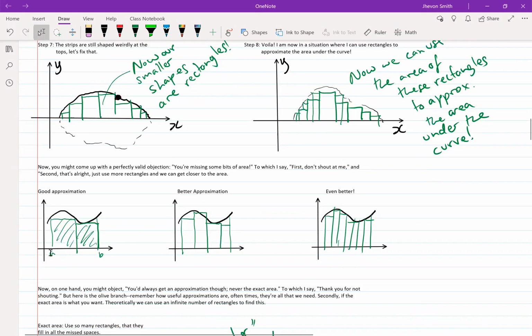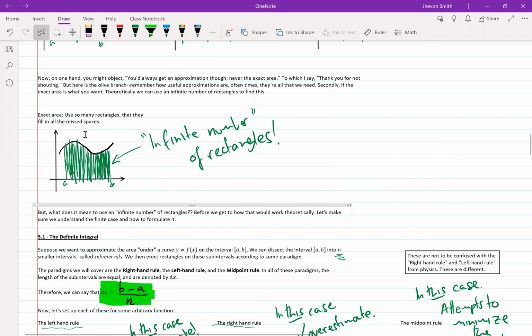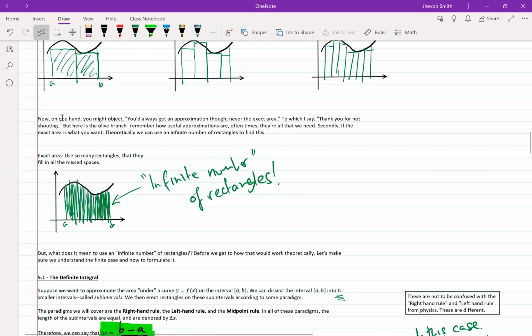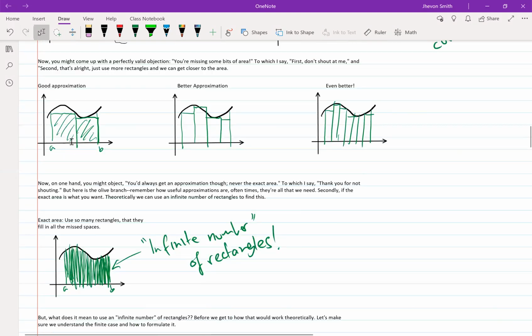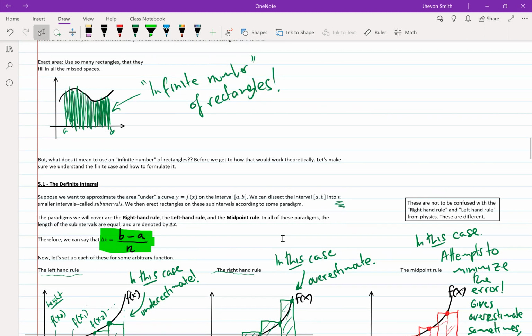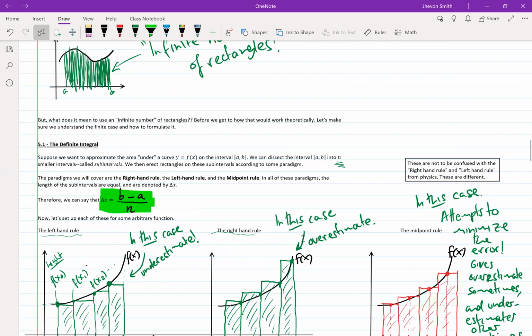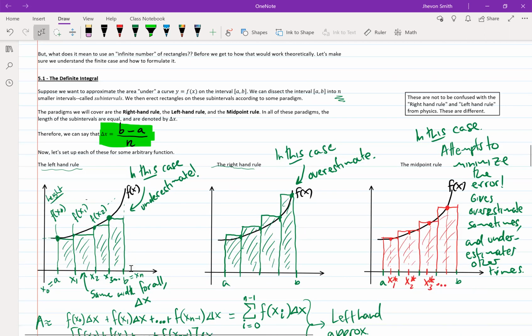Now, how we do that is we dissect the interval under which we want to find the area into a bunch of smaller subintervals, each of which has length delta x, which is (b minus a) over n. And then we choose how to erect our rectangles on these subintervals using a variety of methods. One was the left-hand rule, the right-hand rule, the midpoint rule. Ultimately, the goal was the same: approximate the area under the graph using the areas of these rectangles.